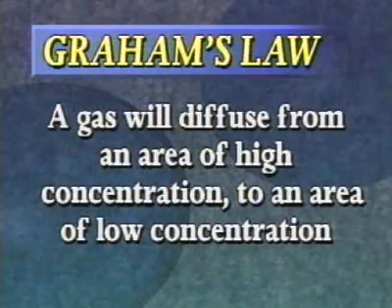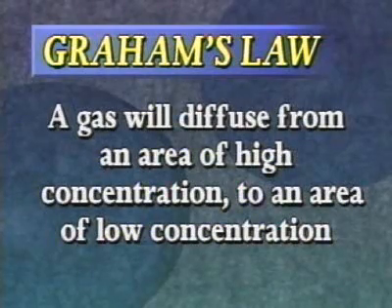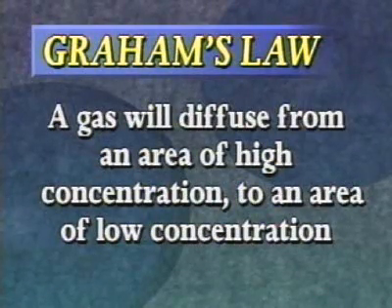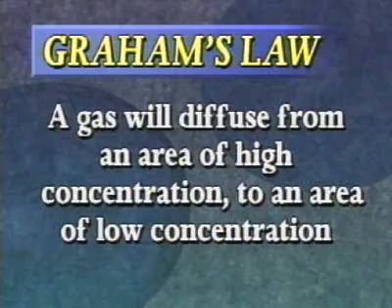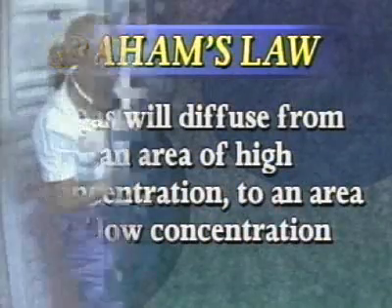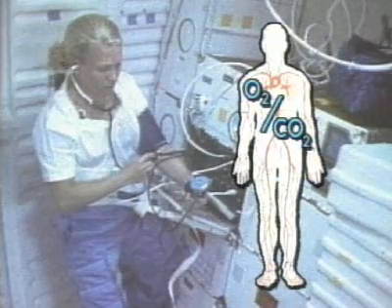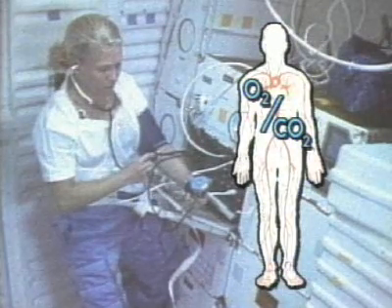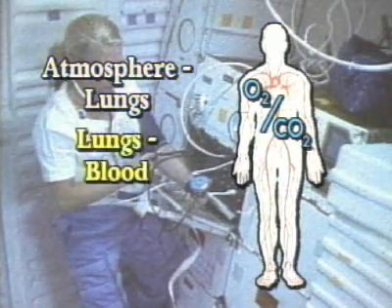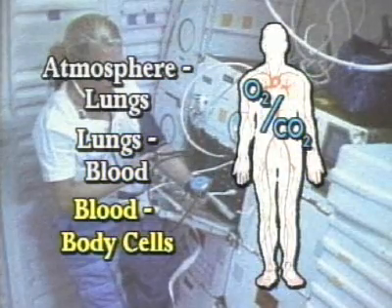Graham's law states that a gas will diffuse from an area of high concentration to an area of low concentration. This law explains the transfer of gases, mainly oxygen and carbon dioxide, between the atmosphere and lungs, lungs and blood, and blood and body cells.